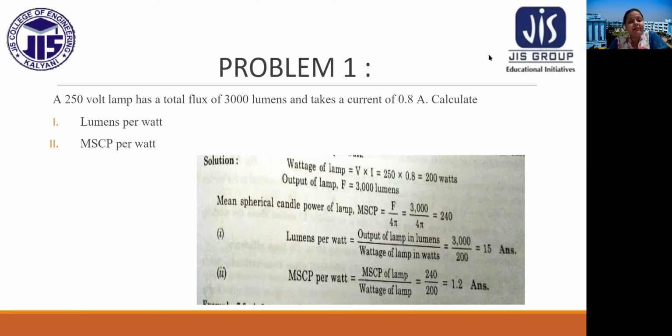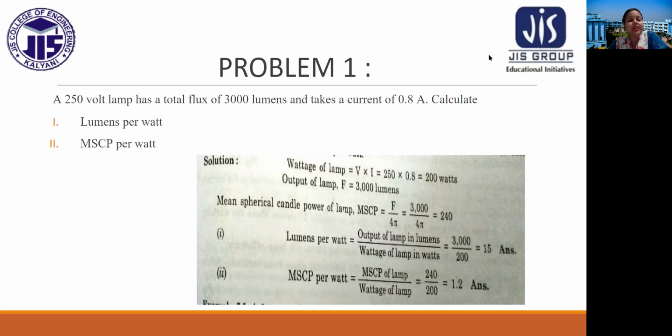Now for MSCP, mean spherical candle power, the formula of MSCP is total lumen divided by 4 pi. If it was MHCP, mean hemispherical candle power, then it would be total lumen divided by 2 pi. Spherical candle power covers the total spherical intensity of a lamp. So to find out MSCP, it will be F by 4 pi. Here F is 3000, so it is 240. Now dividing by the wattage, you can get MSCP per watt.